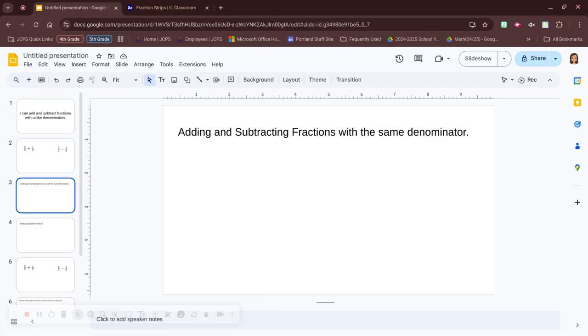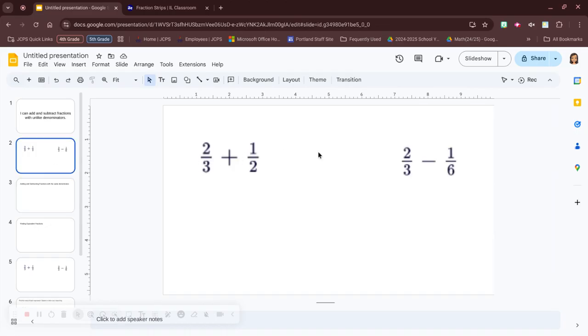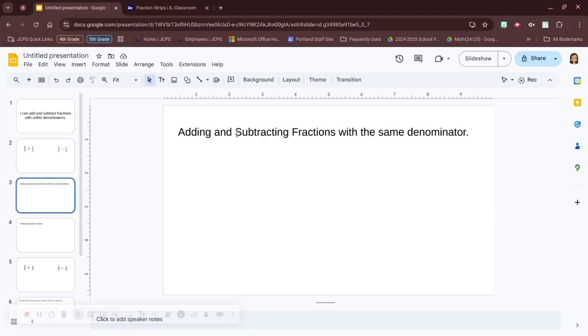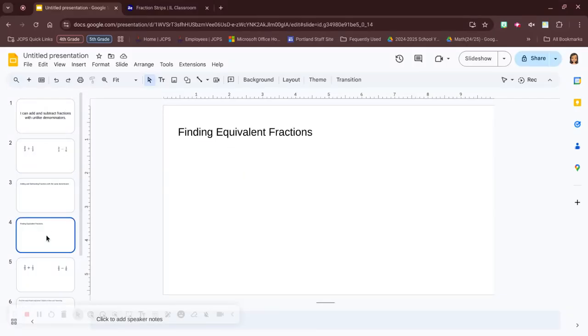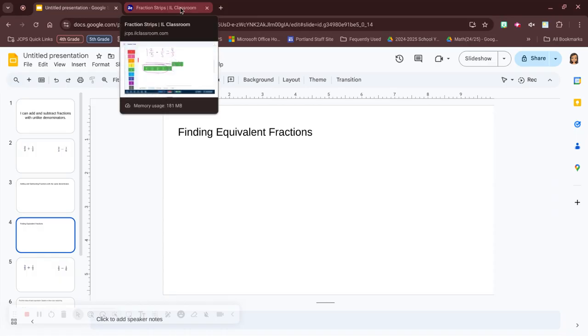Now, if you look at these problems, I cannot solve them the way they are, because just like I just told you, I need to add and subtract fractions with the same denominator. If you look at these problems, they don't have the same denominator. So the next thing you would have to be able to do is, well, how can we make equivalent fractions? How can we make their denominators the same? So I'm going to take you back to the fraction strips again so that we can see that visual model.